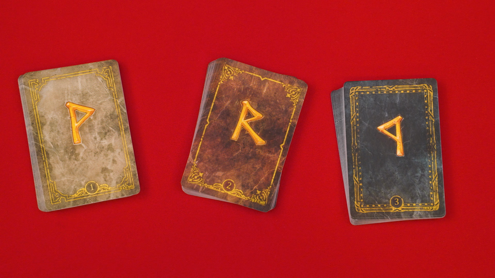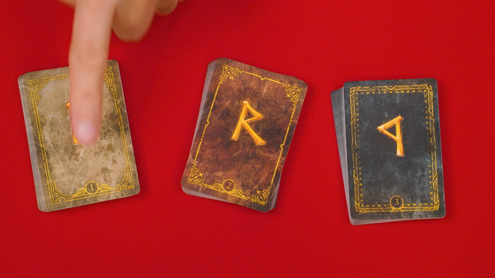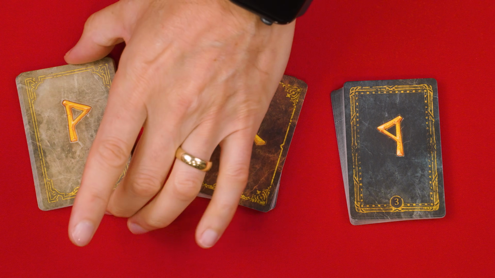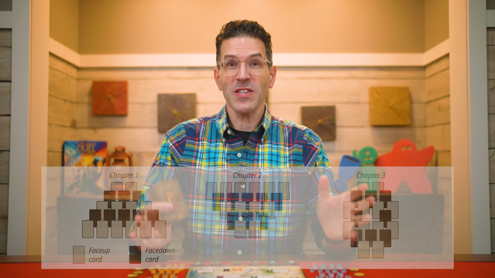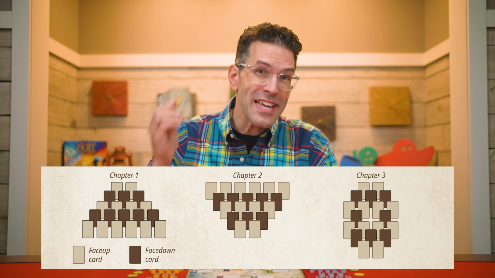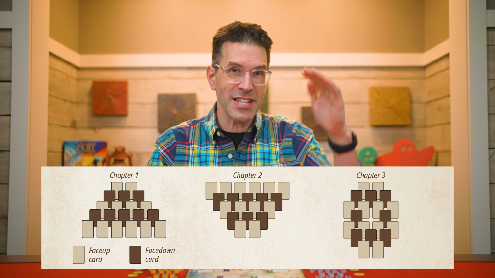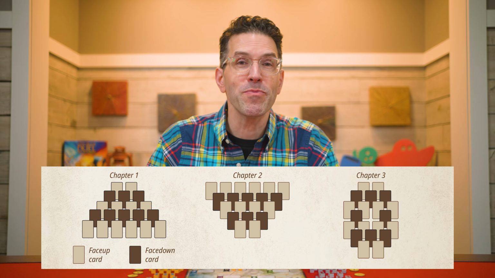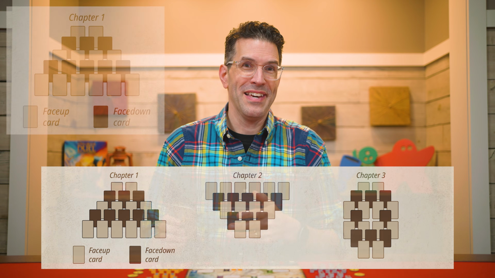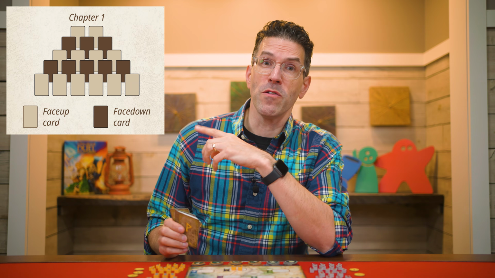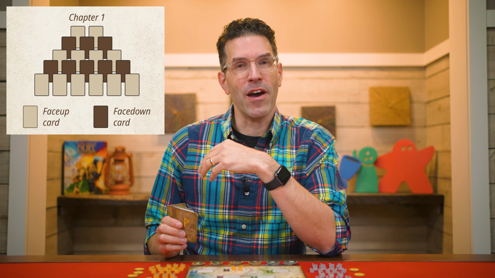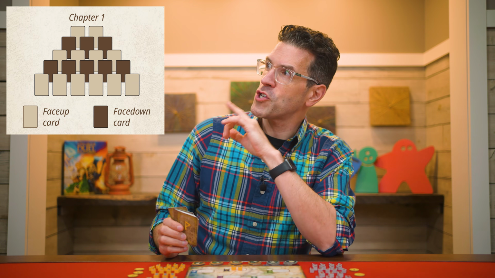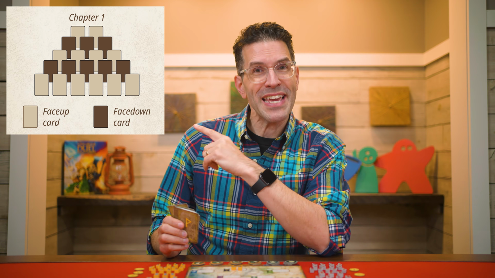When you're starting the first chapter, find the deck with a number 1 marked at its bottom and collect it. Now, using this diagram shown in the rulebook, deal the cards going left to right, top to bottom, into the arrangement shown for Chapter 1. And notice, some cards are dealt face up and some face down, based on whether or not the card is shown as light or dark colored in the diagram.